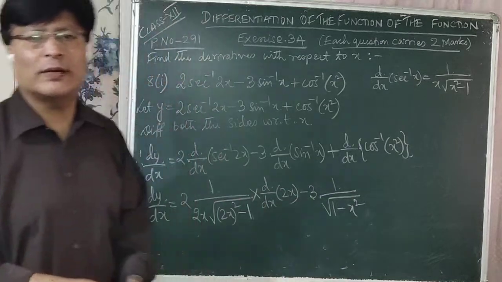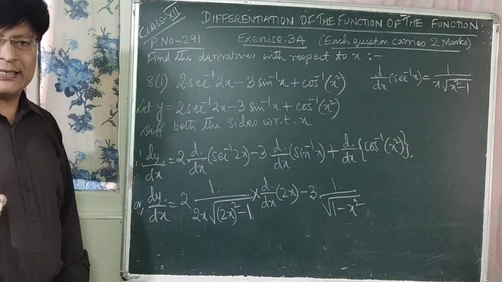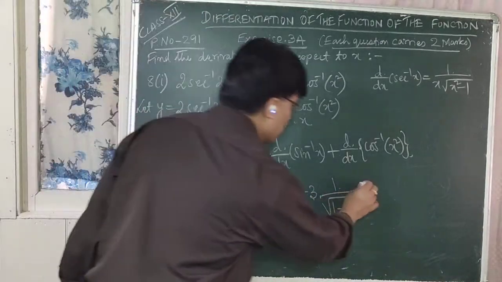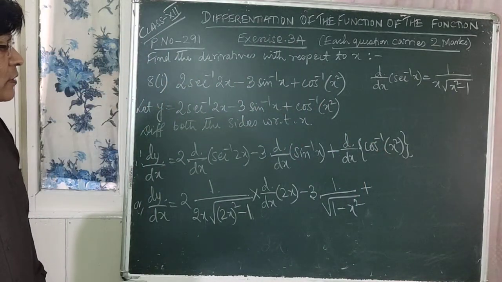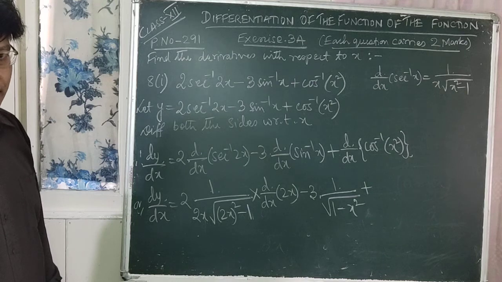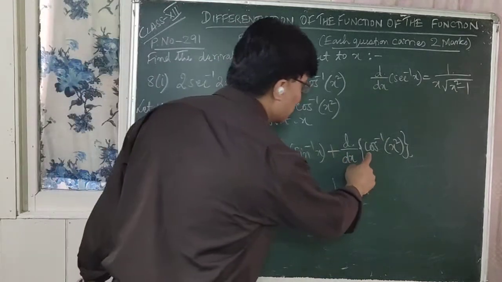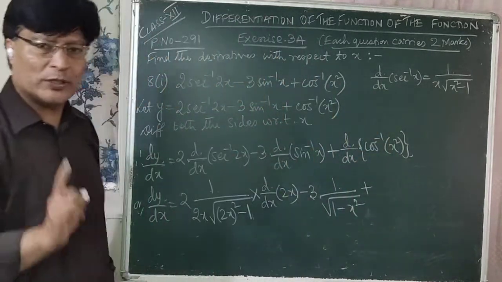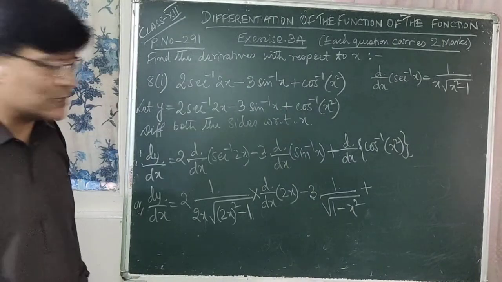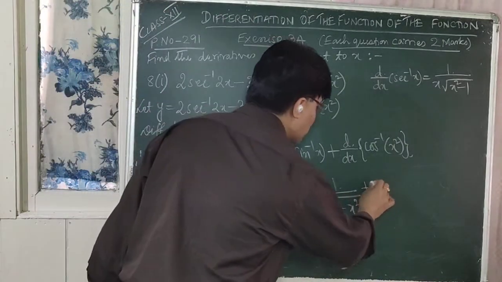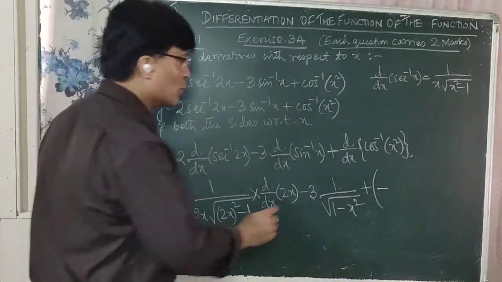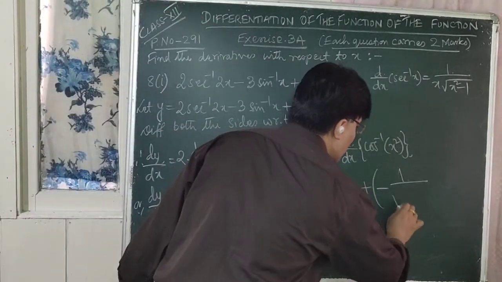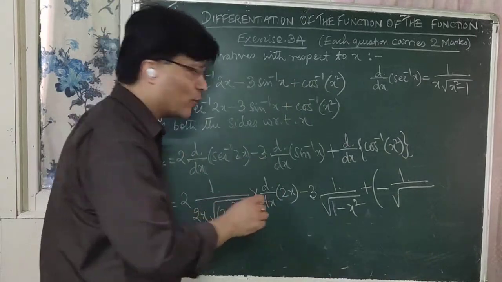1 upon root over 1 minus x square. Is that clear now? So next, plus. Now what is the differentiation of cos inverse x square? So now in this case you should take it as cos inverse x. Which function is taken as x here? It is x square. So what is this differentiation? It is cos inverse, so minus 1 upon root over 1 minus x square.